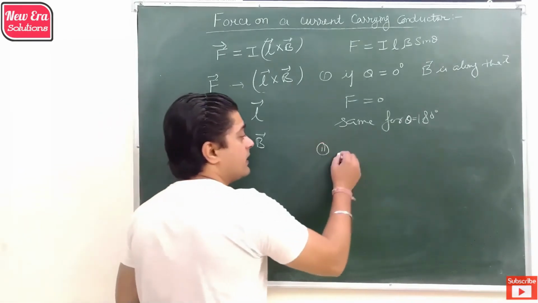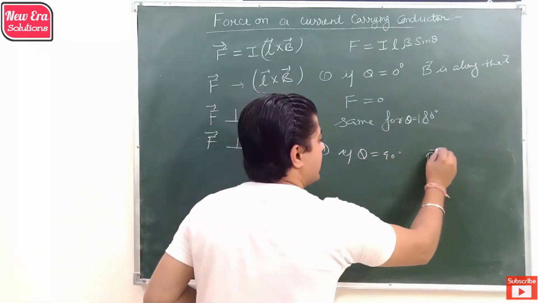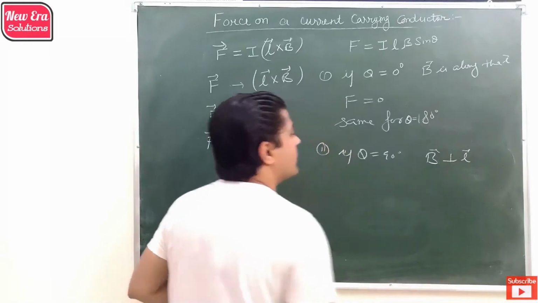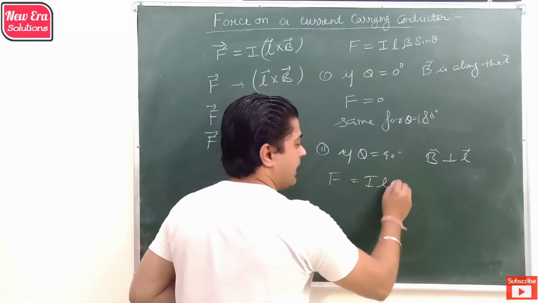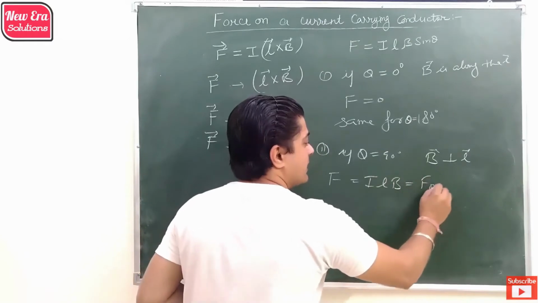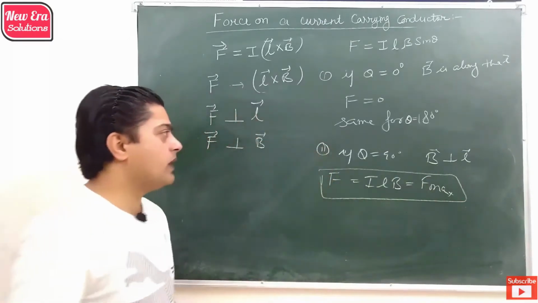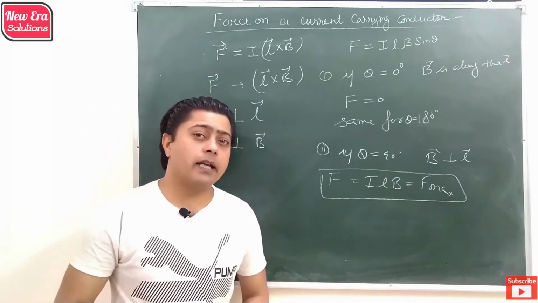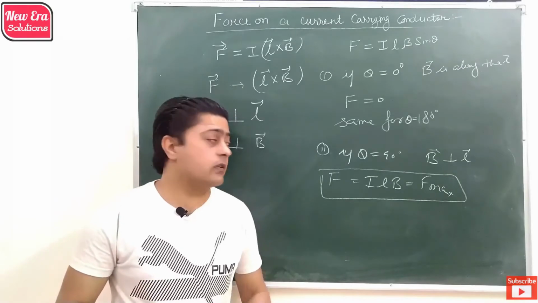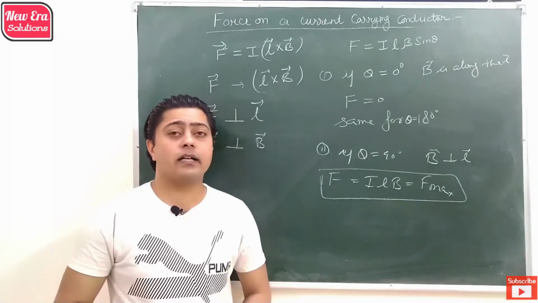Then if theta is equal to 90 degrees, that means the magnetic field is perpendicular to the current element. In that case, force becomes ILB, which is the maximum value of force which can act on a current carrying conductor. So by applying a magnetic field at different angles, we can obtain different amounts of force experienced by a current carrying conductor.